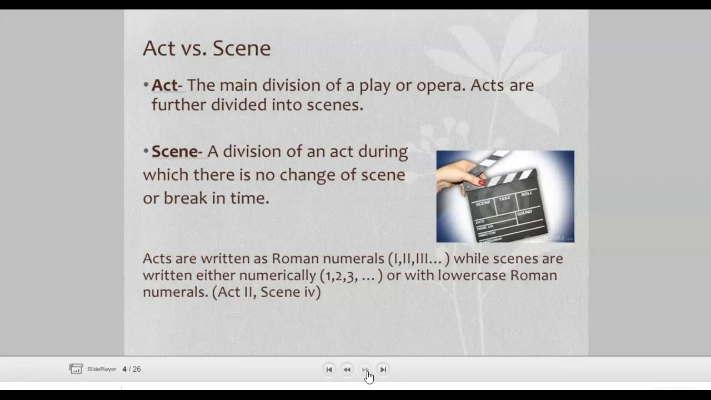In a story, you might have a scene where you're at school, and then you go onto the bus as a different scene, and then you get home, that's a scene, but that might all be within one chapter. So the act is the larger division of that drama. It's like the chapter. The scene is the division, the tiny parts within an act. There's no change of scene, basically in the actual scene, like time hasn't passed.